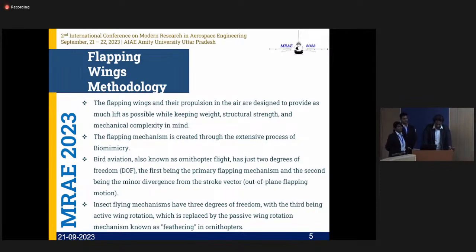Now, when we look at insects, the scenario is very different. They possess 3 degrees of freedom in comparison to normal birds, which possess 2 degrees of freedom. They have an active wing rotation. However, ornithopters, inspired by birds, replace this with what is known as feathering. It is a passive wing rotation mechanism, and this is basically how we have gone for the methodology.